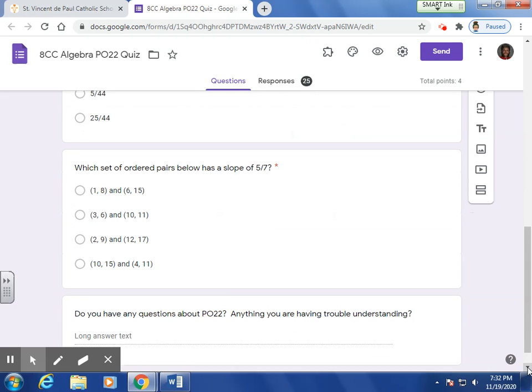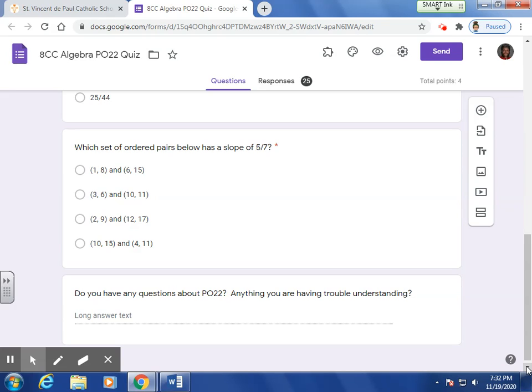Which set of ordered pairs below has a slope of 5/7? Now, you can't really make fractions very well in Google Forms because Google and I don't get along well, and they said, no, you want to put a fraction, we won't make it that clean. But 5/7 is the fraction 5/7, right? Which when we talk about slope means that 5 represents the change in y, and that 7 represents the change in x. That's what slope is, change in y over change in x.